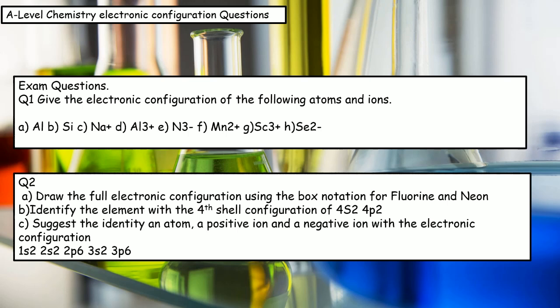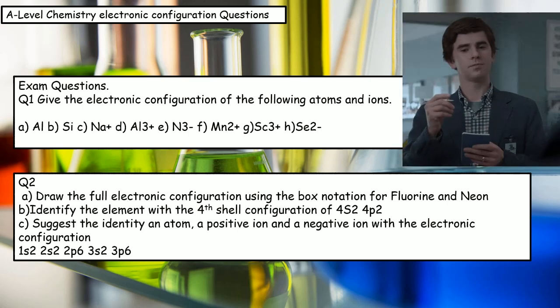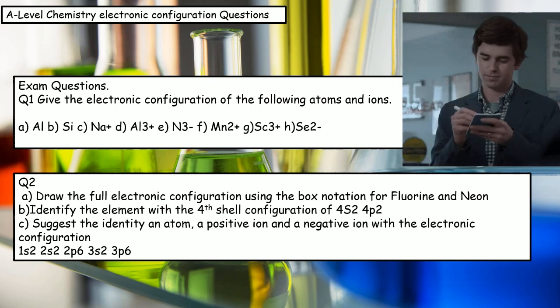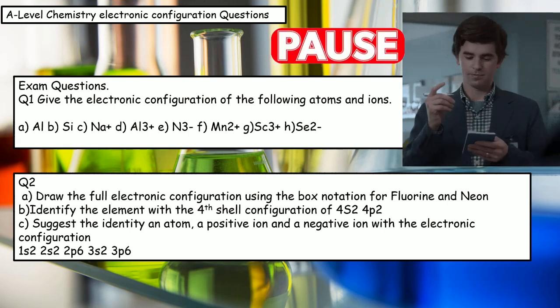Identify the element with the fourth shell configuration 4s2, 4p2. C. Suggest the identity of an atom, a positive ion, and a negative ion with the following electronic configuration: 1s2, 2s2, 2p6, 3s2, 3p6. Why don't you grab some paper, pause the video, have a go at this, then unpause and watch the answers.